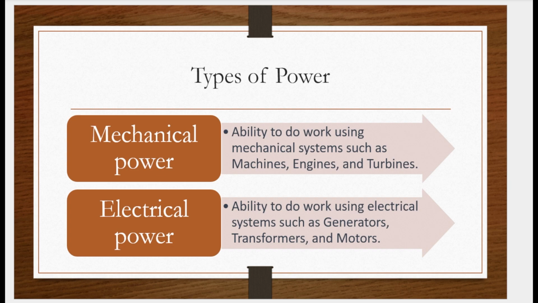There are various sources of power, including fossil fuels such as coal, oil, and gas, nuclear power, hydroelectric power, and renewable sources such as solar, wind, and geothermal power. The choice of power source depends on various factors such as cost, availability, and environmental impact.